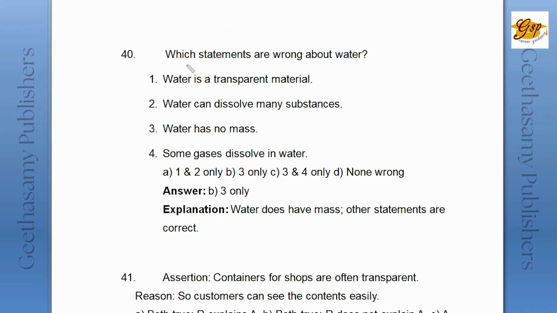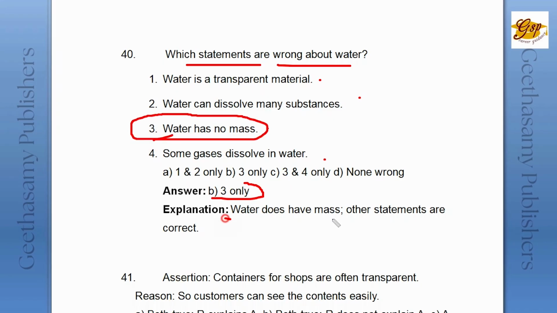40th question. Which statements are wrong about water? 1, water is a transparent material. 2, water can dissolve many substances. 3, water has no mass. 4, some gases dissolve in water. 1 and 2 only, 3 only, 3 and 4 only, none were wrong. Answer 3. That is, water has no mass. It is a wrong statement. Water has mass and other statements are correct.